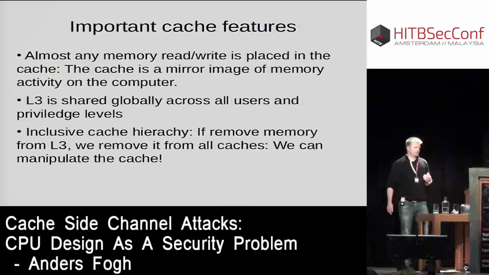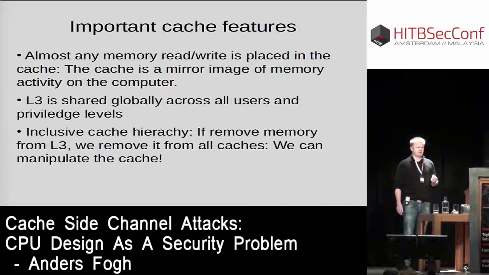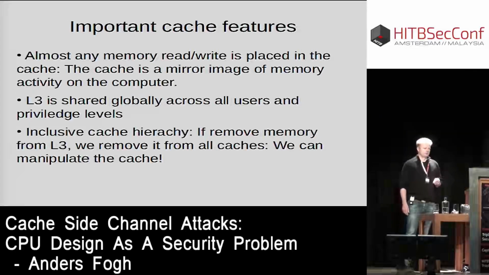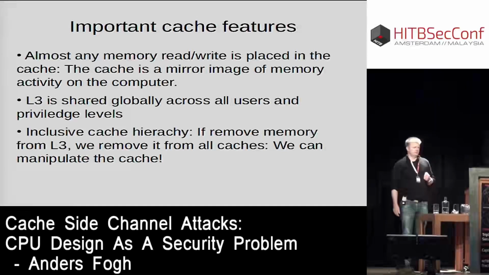To summarize, the important cache features are: first, almost any memory read or write is placed in the cache. The cache is a mirror image of memory activity on the computer. Second, L3 is shared globally across all users and privilege levels. And the final is the inclusive cache hierarchy. If we remove memory from L3, we remove it from all caches, meaning we can manipulate the cache.